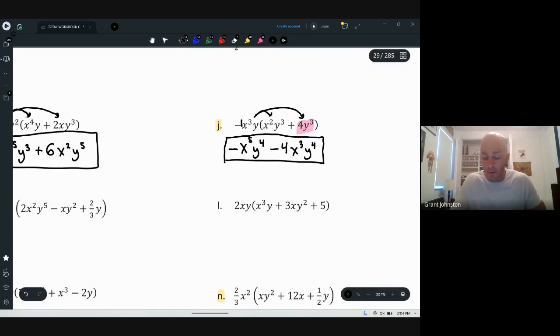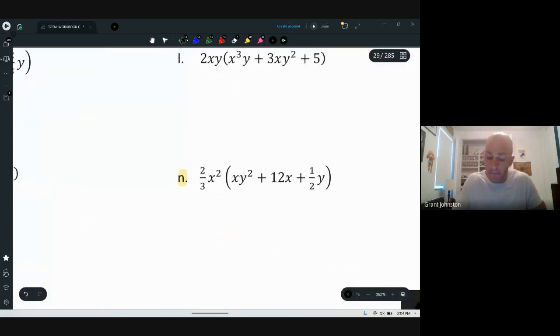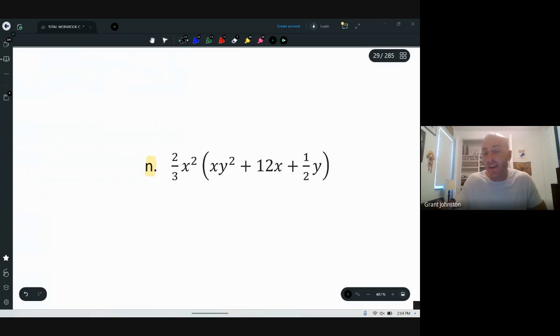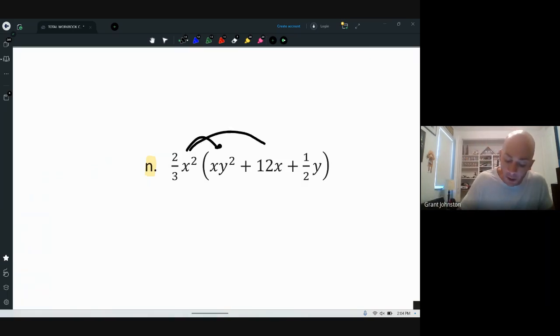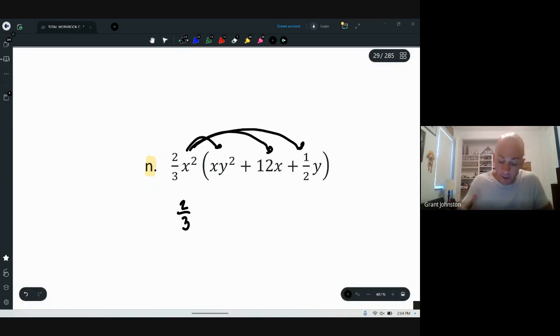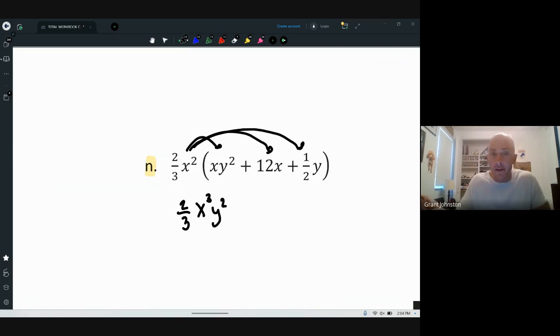I'm just going to do one more. I'm going to do n. So n just has a 2/3 x squared. There's no y we're distributing here. So when I distribute the 2/3 x squared, the 2/3 is going to come with it for that first term because we're just kind of multiplying it by 1. X squared times x to the first is x to the third. And then that y squared is still there. There was just nothing to distribute to it.